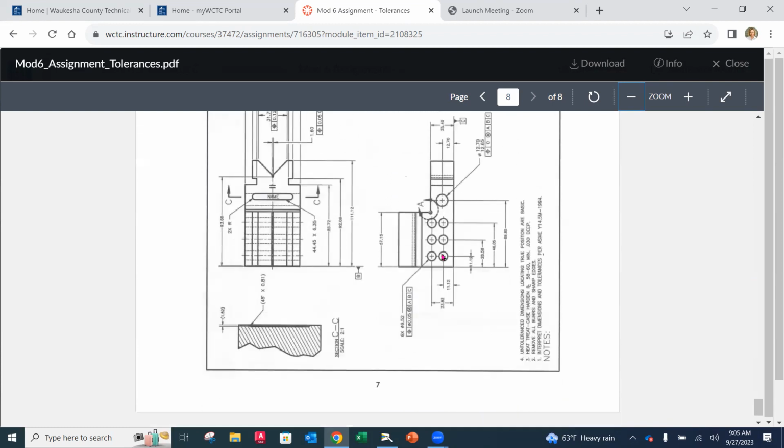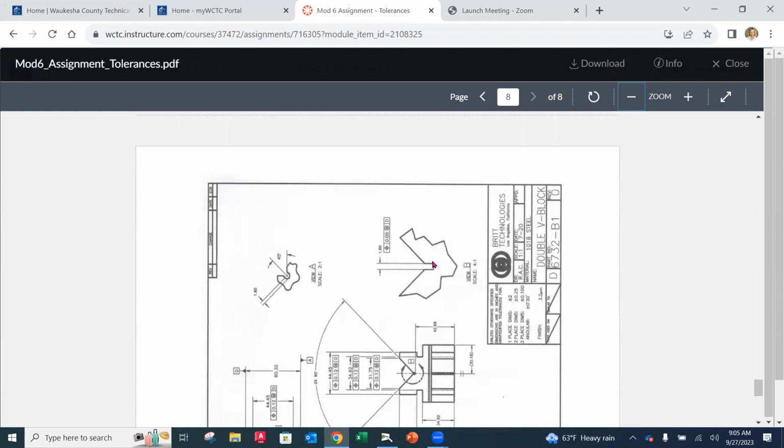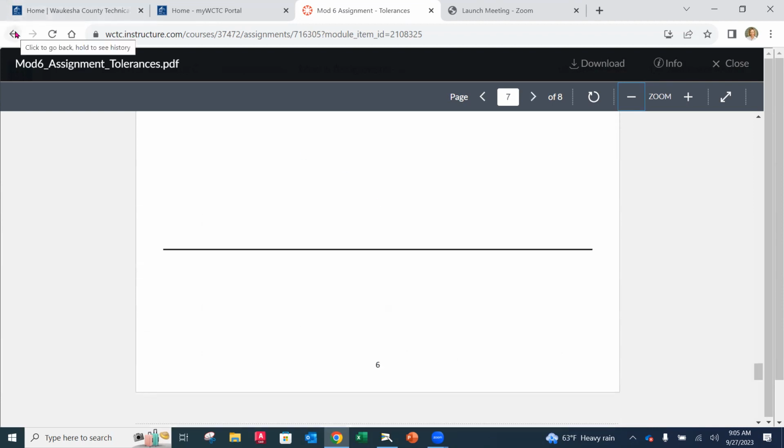All right. So a little assignment relative to tolerances. I have that due tomorrow, the end of this week. Nice, tiny little fun assignment.